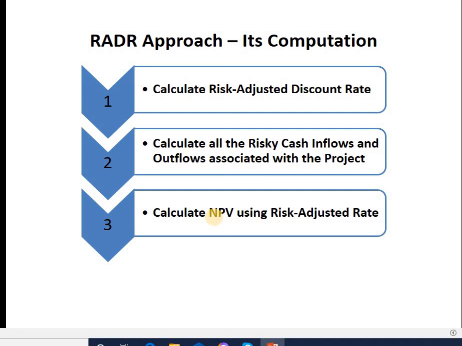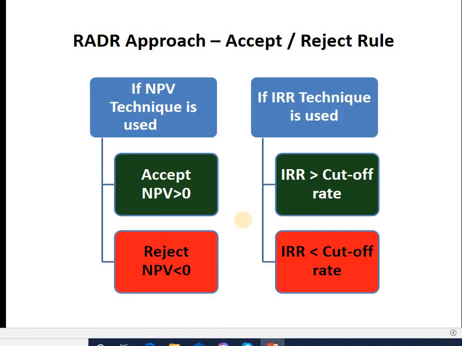Net present value means inflow minus outflow, where we are discounting the cash flows to the present time. So calculate net present value using the risk adjusted discount rate. Here we need to add the risk premium to the risk-free rate, that is the risk adjusted discount rate, and then we need to calculate the NPV.